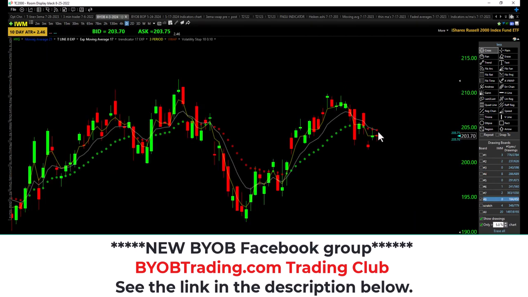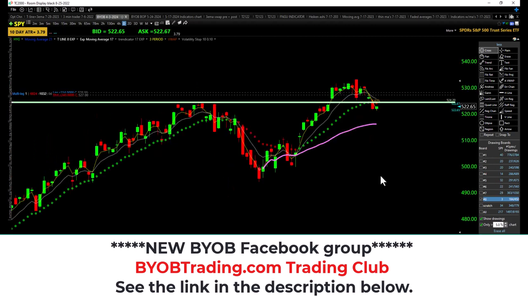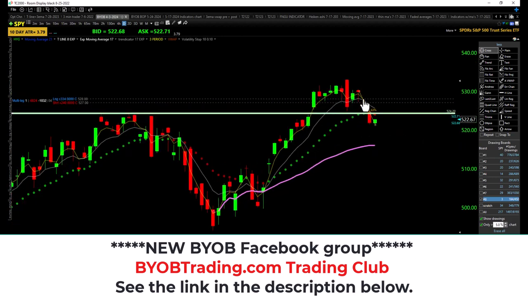IWM makes a lower high and a lower low, so that's a downtrend there. All right, SPY makes a low here. Makes a lower high and now a lower low, so we got a downtrend on SPY.